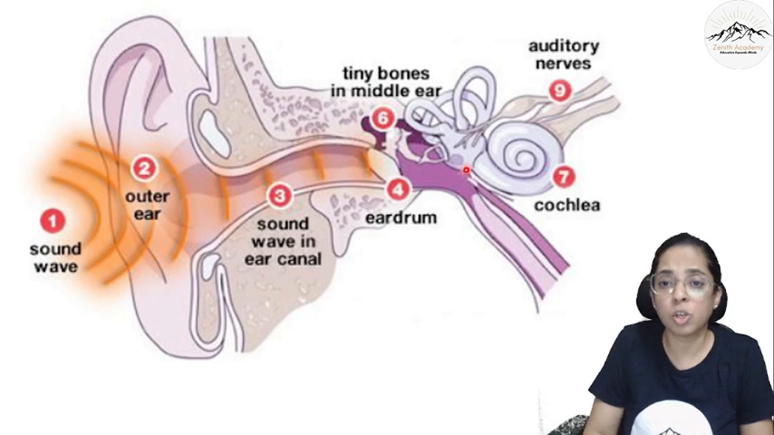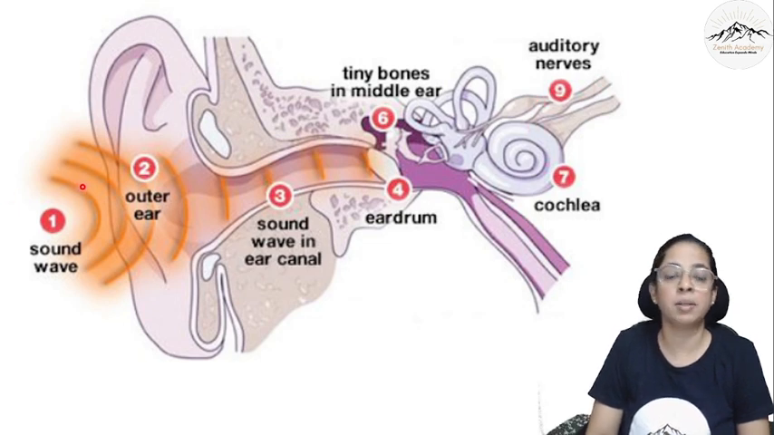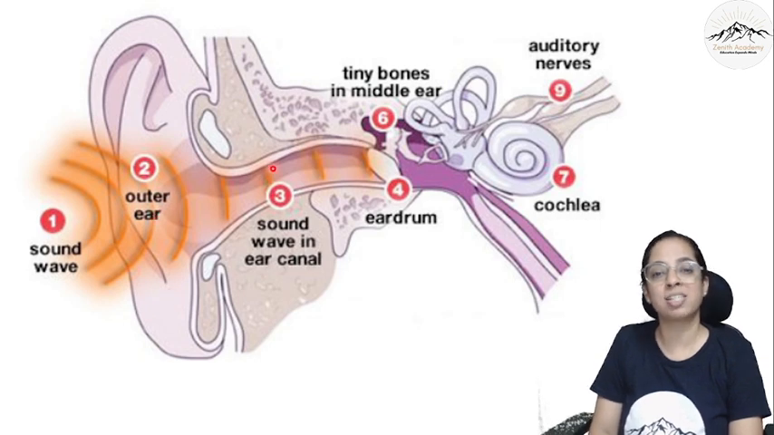So, sorry, this is the eustachian tube. So these vibrations go towards the brain via these auditory nerves. Okay, I'll repeat. What is happening? Initially the sound waves are coming. The pinna is allowing the sound waves to pass through the external auditory canal.